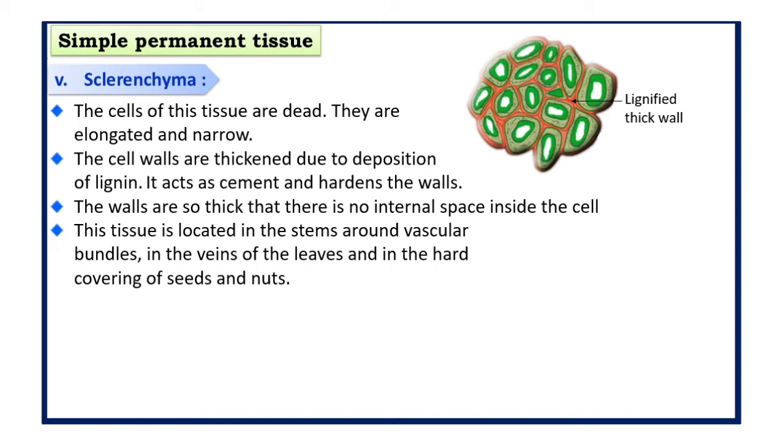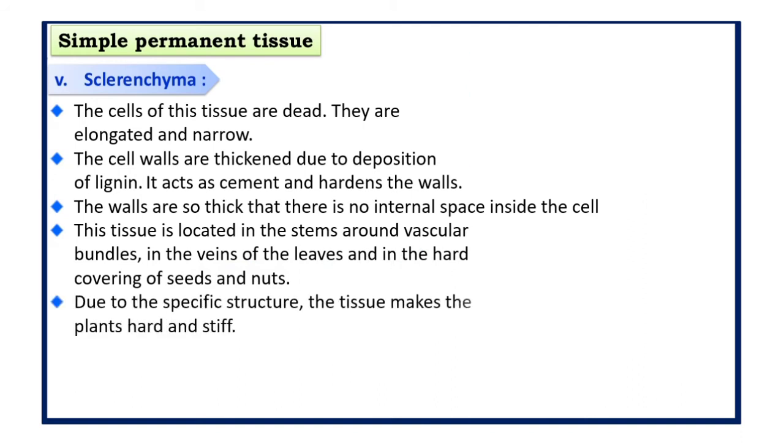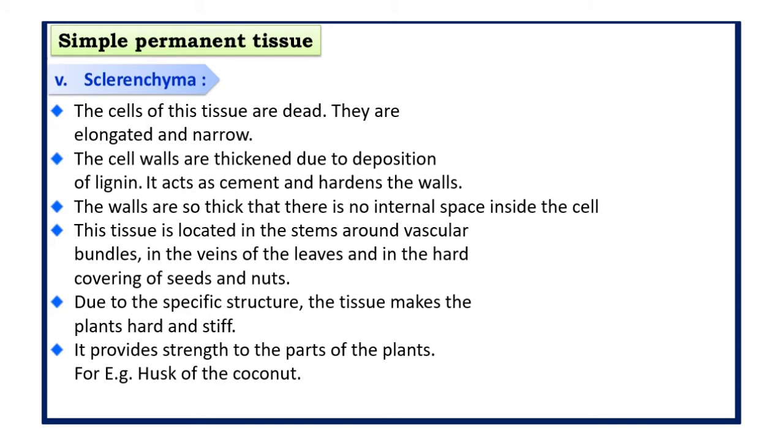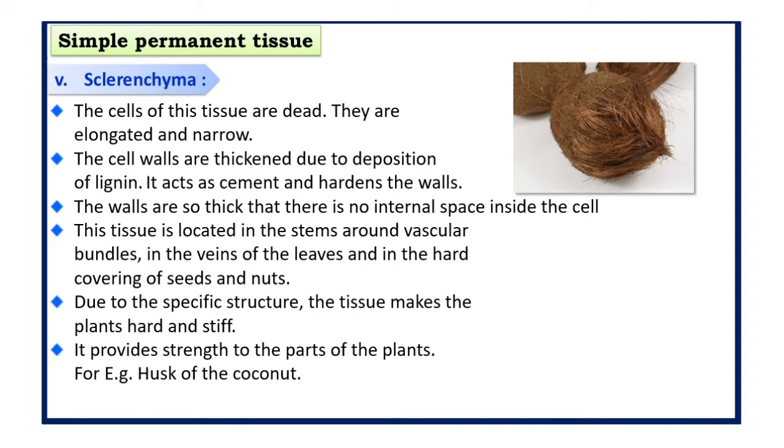Whichever seed and nut have a very hard shell, for example the apricot, coconut, in their hard shell you will find this kind of tissue, that is the sclerenchyma tissue. Because of this specific structure, the tissue makes the plants hard and stiff. In this way it can provide strength to different parts of the plants. The parts which are very soft and need protection have a hard covering. For example the husk of coconut, from outside it is very strong, thick, stiff, whereas from inside it is soft. So that tissue which is there outside, which we break, is the sclerenchyma tissue.